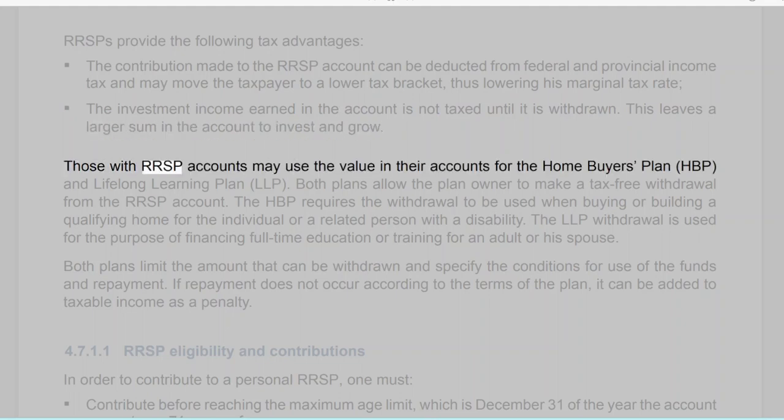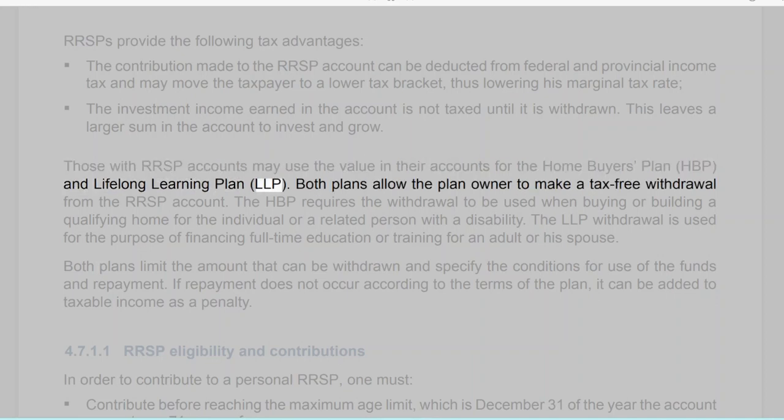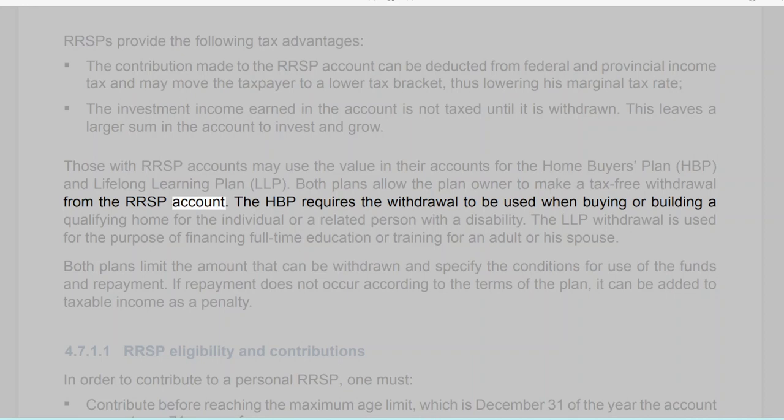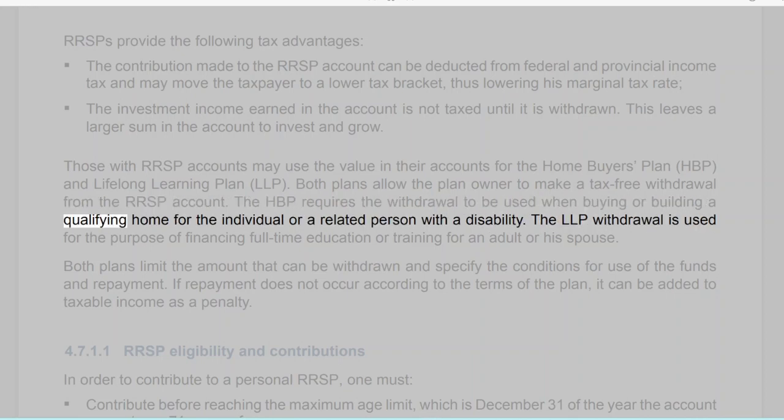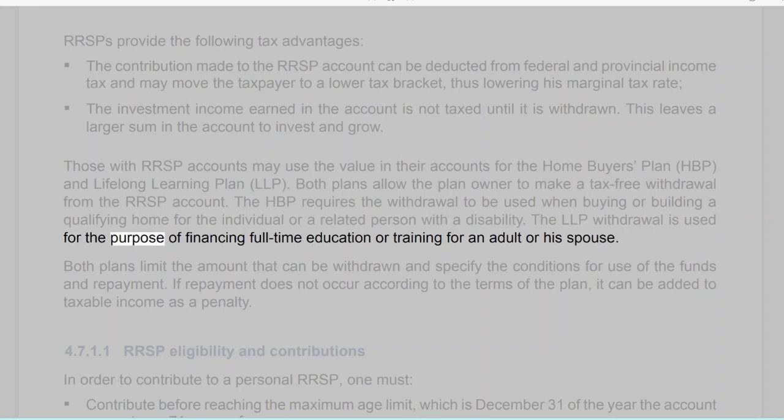Those with RRSP accounts may use the value in their accounts for the Home Buyer's Plan, HBP, and Lifelong Learning Plan, LLP. Both plans allow the plan owner to make a tax-free withdrawal from the RRSP account. The HBP requires the withdrawal to be used when buying or building a qualifying home for the individual or a related person with a disability. The LLP withdrawal is used for the purpose of financing full-time education or training for an adult or his spouse.